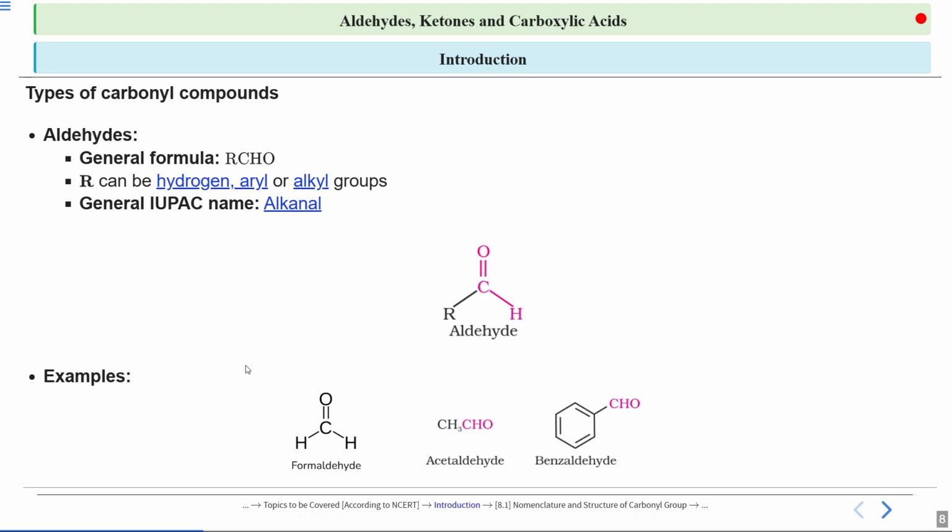We will understand their common names as well as their IUPAC names in upcoming slides. First, just see how these aldehydes look. You have a C double bond O. On one side it is an R group, which can be hydrogen, aryl or alkyl, and on the other side you have a hydrogen.